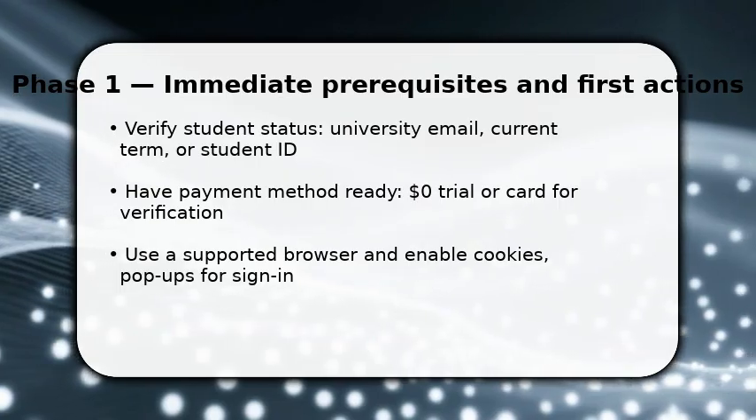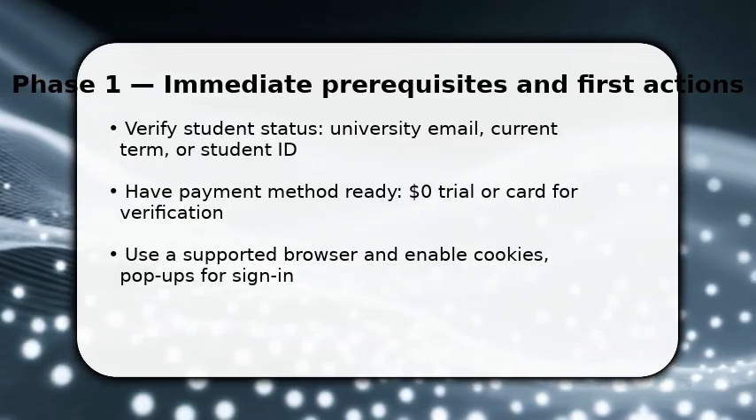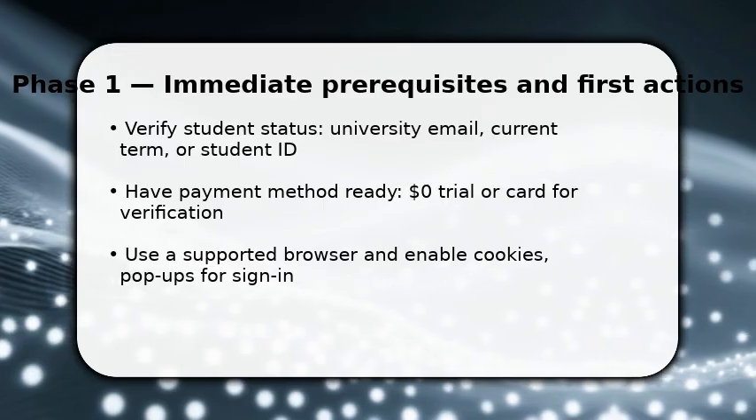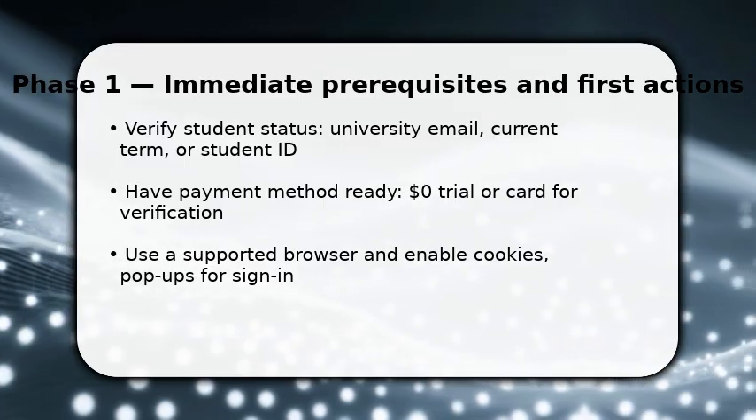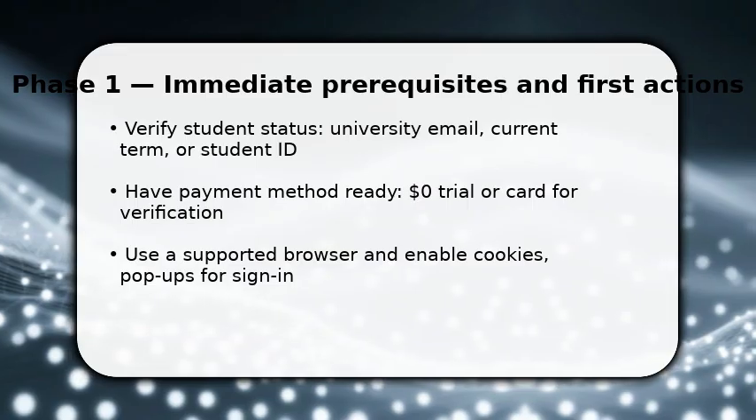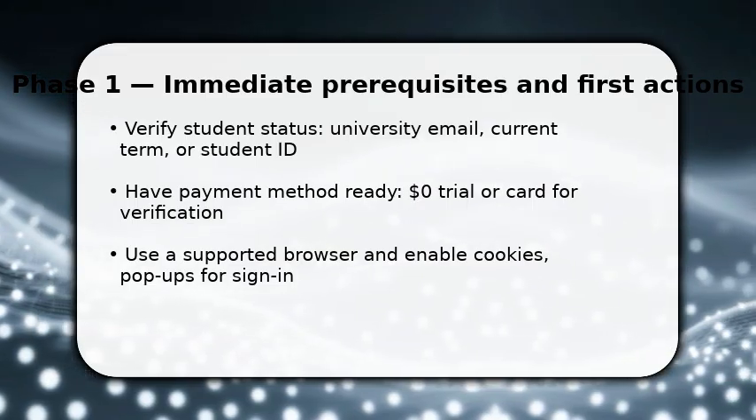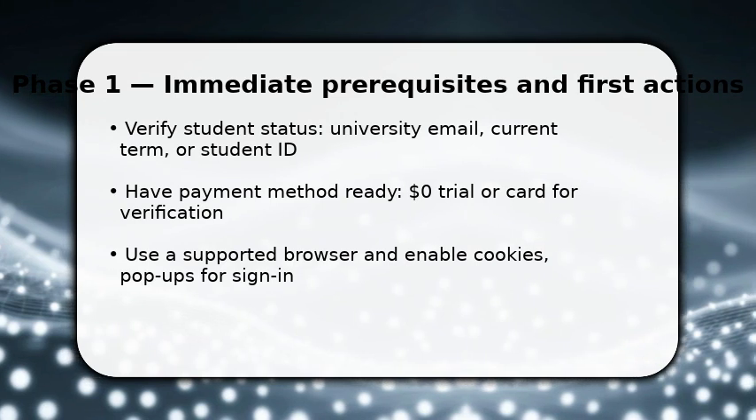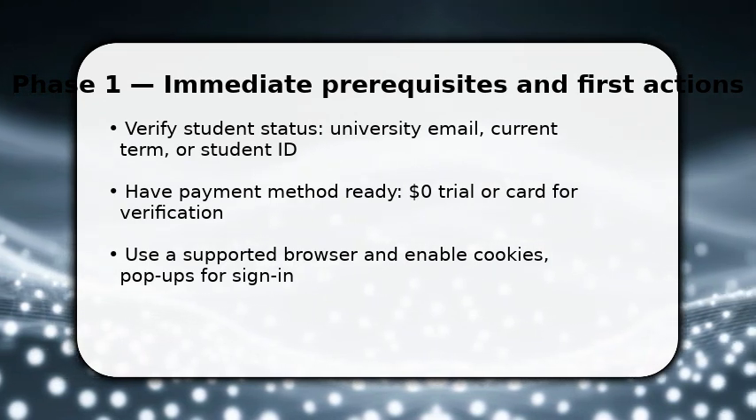Next, open the Gemini student offer page and click the redemption button. You'll be asked to confirm identity and link your student email. While this runs, keep your payment method and a photo of your ID handy so verification proceeds without delay. And watch for the confirmation email that begins the activation flow.